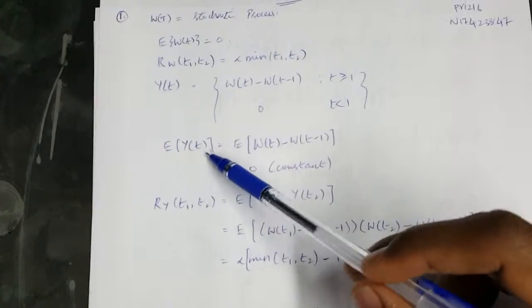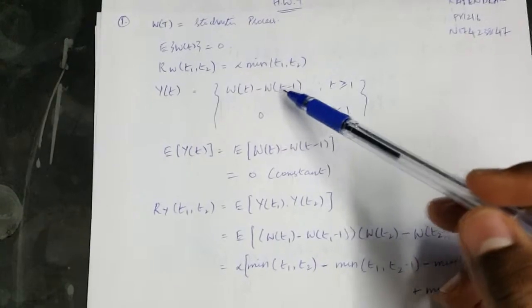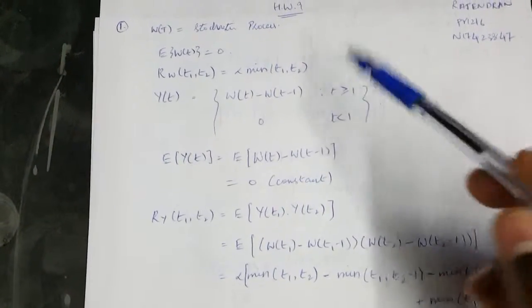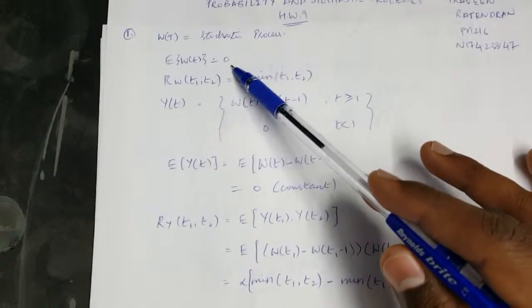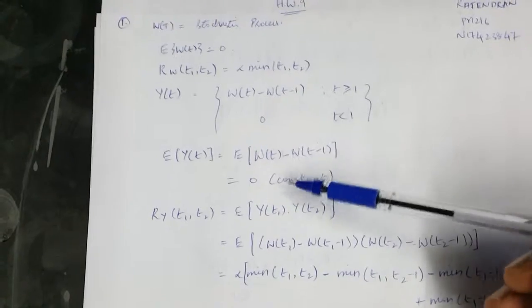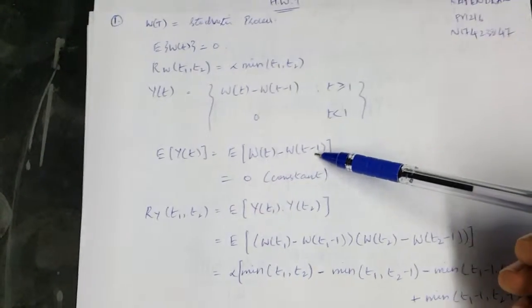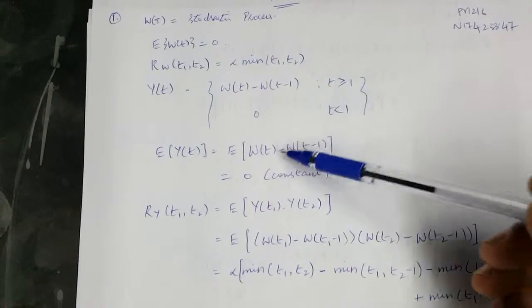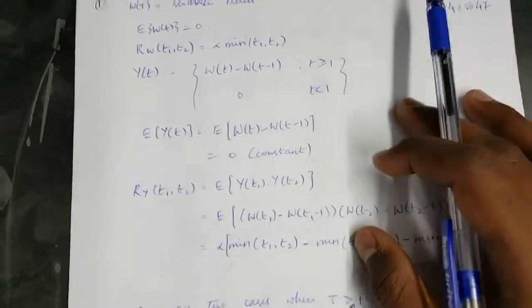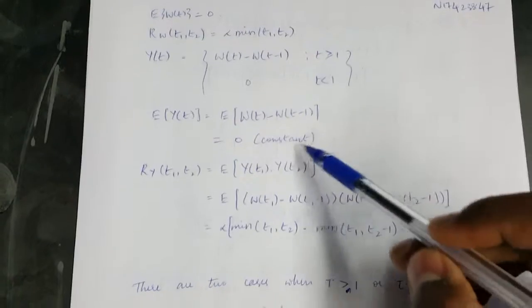So the expectation of y of t is nothing but the expectation of W of t minus W of t minus 1. Since the expectation of W of t is 0, which is essentially a constant, W of t minus W of t minus 1 will also be a fixed value, so its expectation will also be a constant.